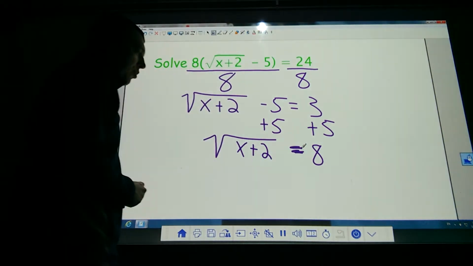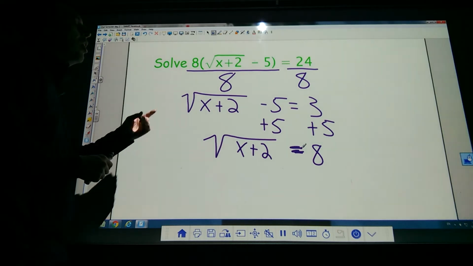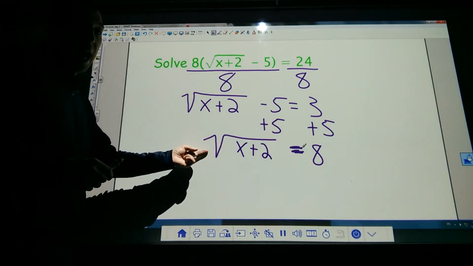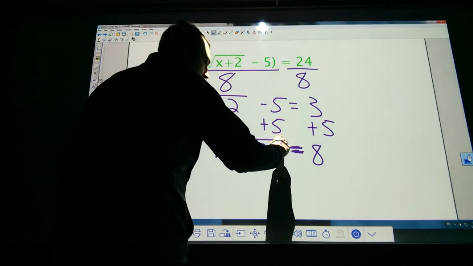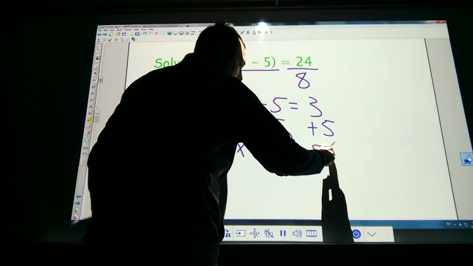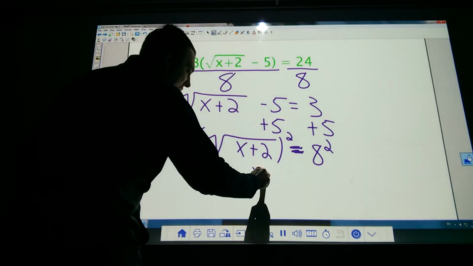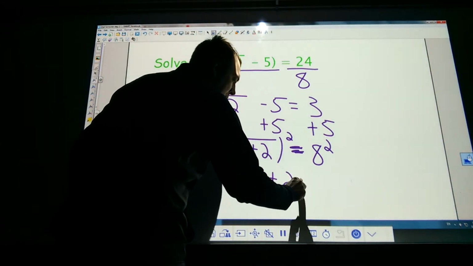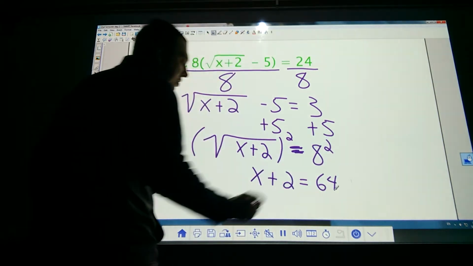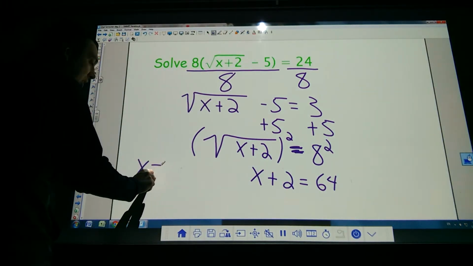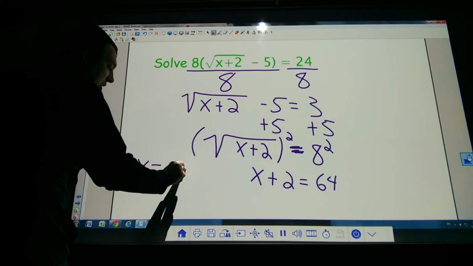Now I want to get rid of the square root. What's the opposite of square root? It's squaring. So I'm going to square both sides. So now I have x plus 2 equals 8 squared, which is 64. And now it's easy peasy. Subtract 2, and x equals 62.